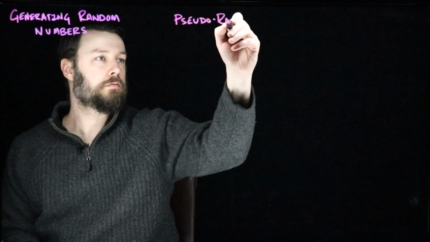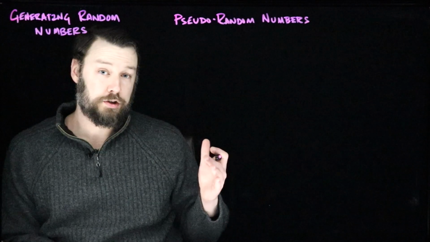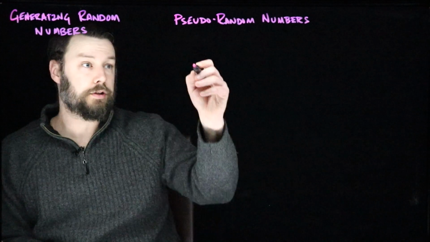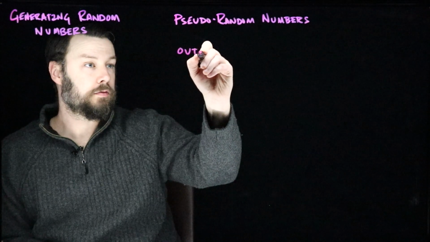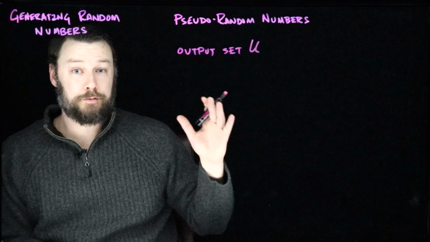Algorithms for pseudo-random number generation usually have a particular kind of recipe. The recipe has a couple of different ingredients. It has some set on which you're trying to generate some uniform distribution. So let's call that output set U. And then it also has some kind of finite state space.